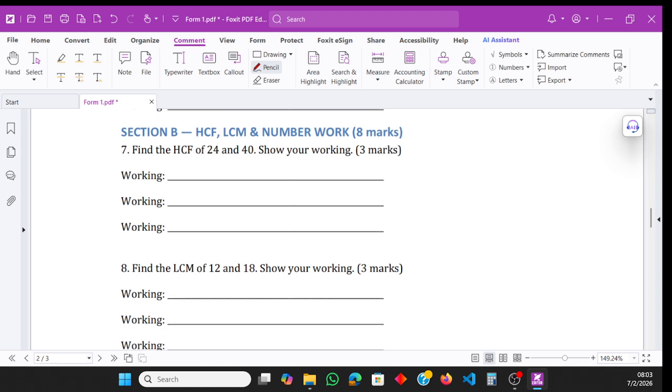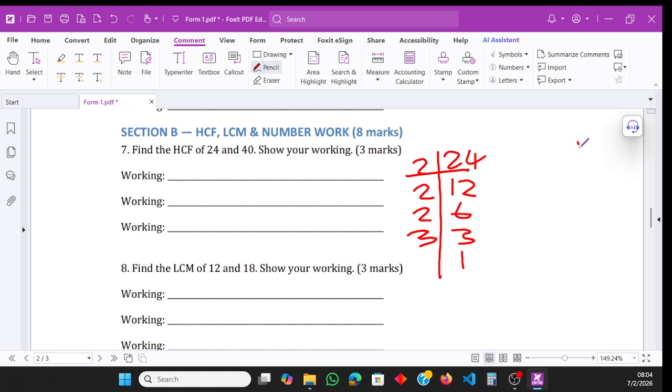Those are spaces for working. Now, find the HCF of 24 and 40. So HCF, that's highest common factor. Now, the method that we use is prime factorization. I can do it here that I've got 24. And I divide it by 2, it gives me 12. I divide it by 2, it gives me 6. I divide it by 2, it gives me 3. I divide by 3, it gives me 1. So I'll stop on 1 because I'm doing prime factorization.